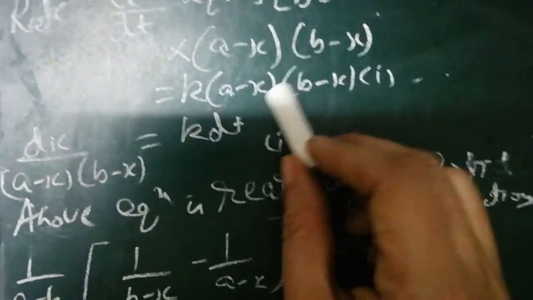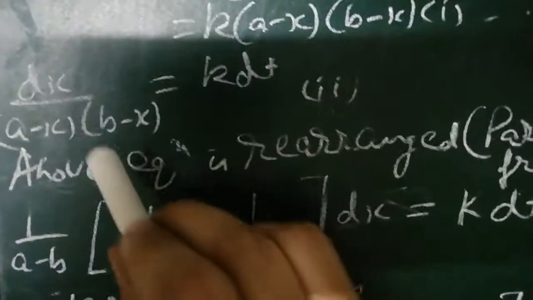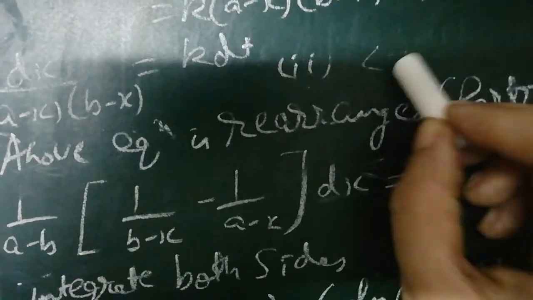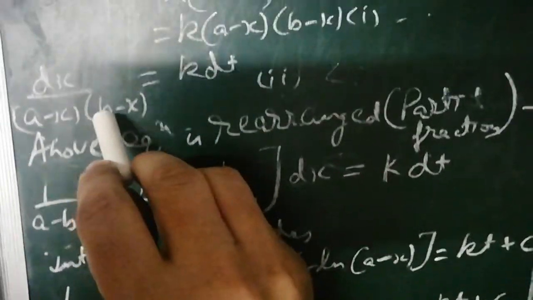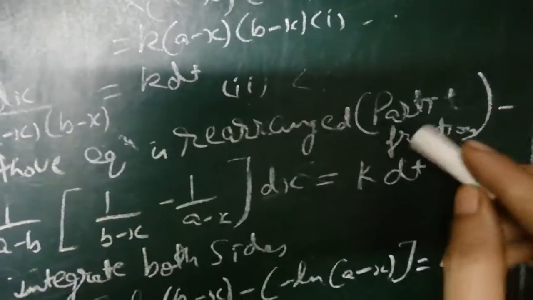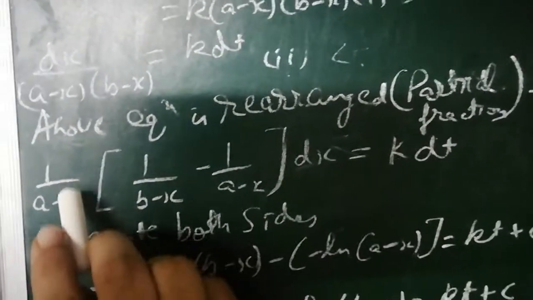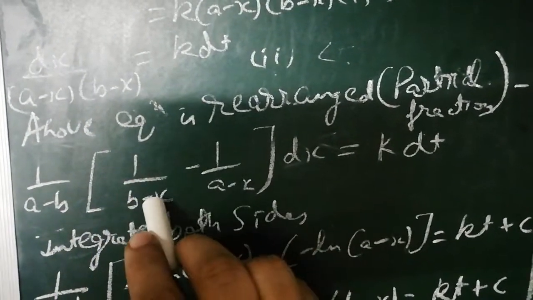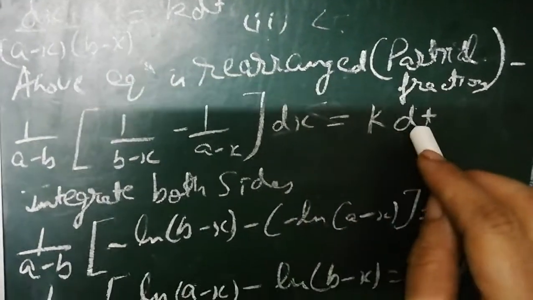So taking these concentration terms on this side and dt on this side, we get dx over (a minus x)(b minus x) equal to k dt. This is your equation number 2. So we will rearrange the above equation by the partial fraction method, and we will get 1 over (a minus b) times [1 over (b minus x) minus 1 over (a minus x)] dx equal to k dt.